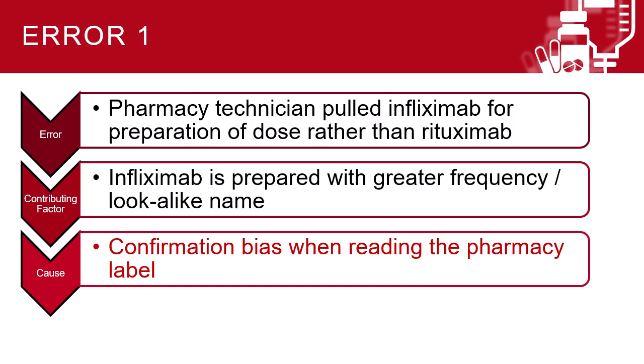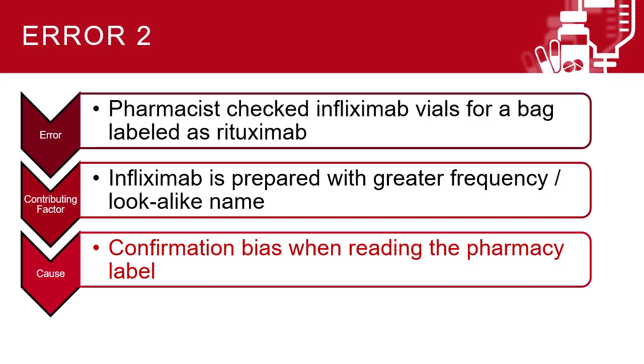We're going to break down all those contributing factors into 3 basic errors that make up this case. The first error being that the pharmacy technician pulled the infliximab for preparing a dose of rituximab. The contributing factor here is that infliximab and rituximab are a look-alike sound-alike pair, with infliximab being prepared with greater frequency. The cause is confirmation bias when reading the pharmacy label.